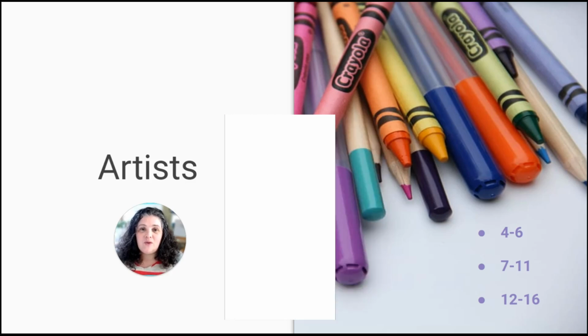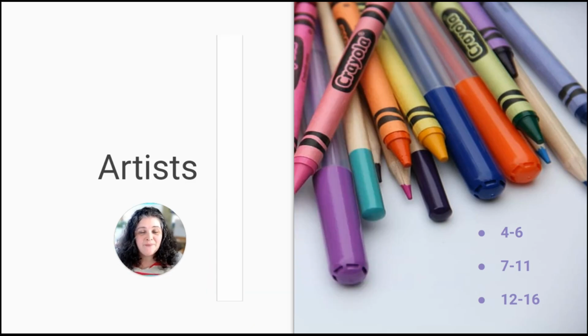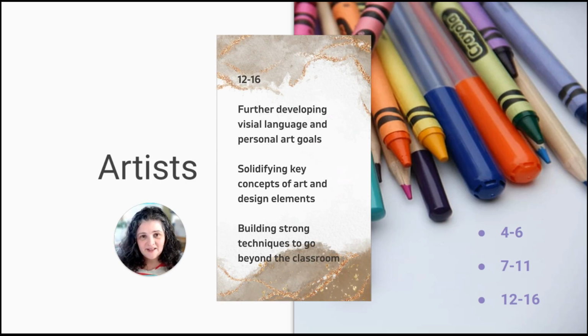When we get into the second age group that I've listed here, which is about 7 to 11 years old, these are artists who are interested in art. They spend a fair amount of their personal time drawing or painting or considering artistic endeavors, but they perhaps need a little bit of guidance, either in a specific technique or to overcome an art block that they perceive to exist.